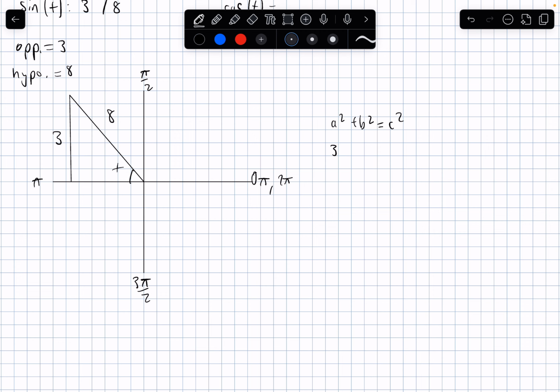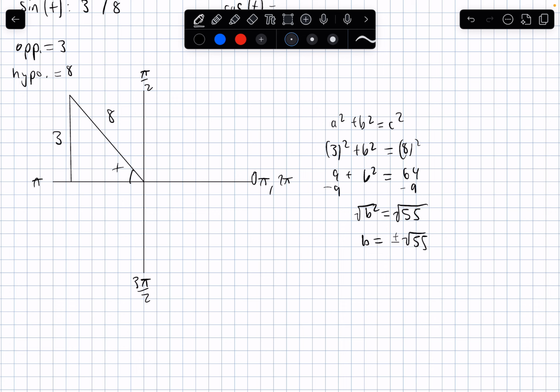So we're going to say that our a value is going to be 3, so 3 squared plus b squared equals 8 squared, which is our hypotenuse. So we're going to go 9 plus b squared equals 64. So I'm going to subtract 9 from both sides. B squared equals 55. And to simplify further, we're going to take the square root of both sides, and then we're going to end up with b equals plus or minus root 55.